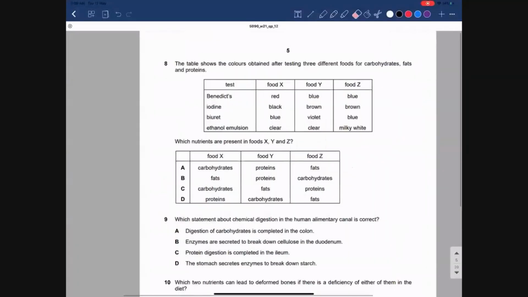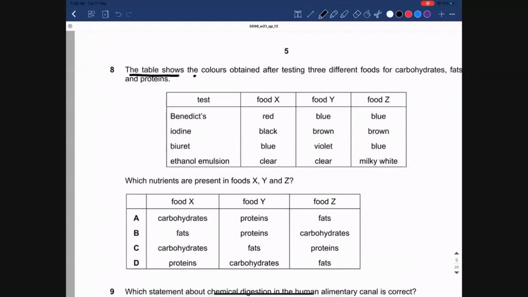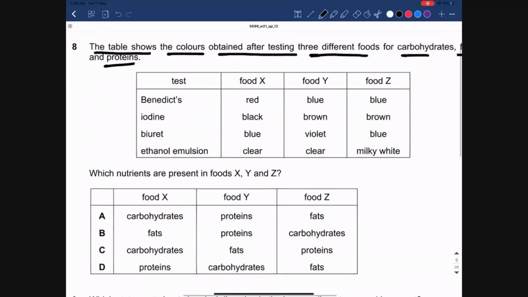Let's discuss MCQ number 8. The table shows the colors obtained after testing 3 different foods for carbohydrates, fats, and proteins. Okay, so we have 3 different types of foods: food X, food Y, and food Z.